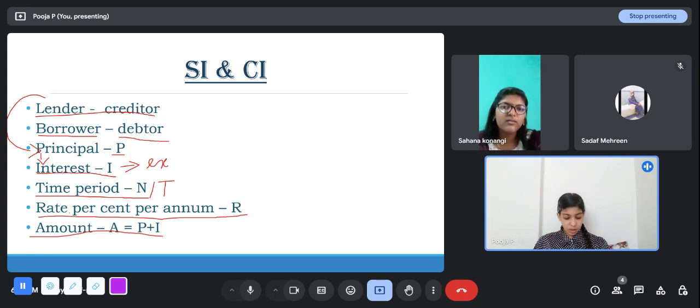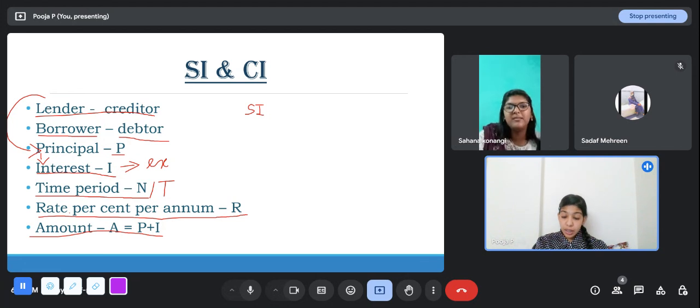Okay, so directly moving on to the formula for simple interest. Simple interest has just one very basic formula, nothing great to do about it. That is about simple interest, whereas in compound interest you will have a couple more calculations.